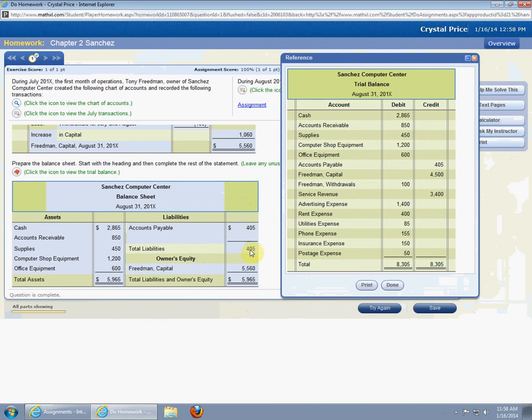I don't understand why you're adding the accounts payable to the capital. Because of the accounting equation. Assets equal liabilities plus owner's equity. Okay? Assets equal liabilities plus owner's equity.